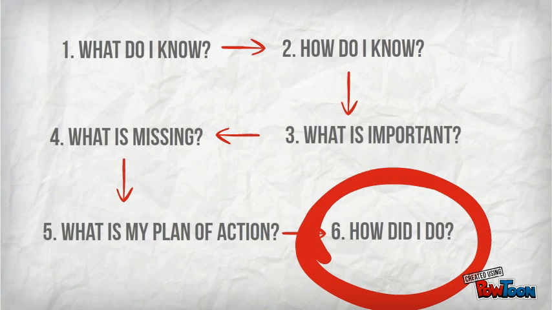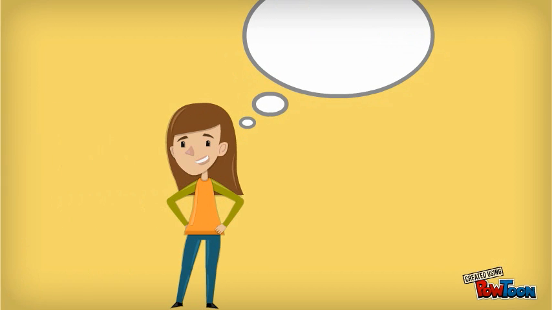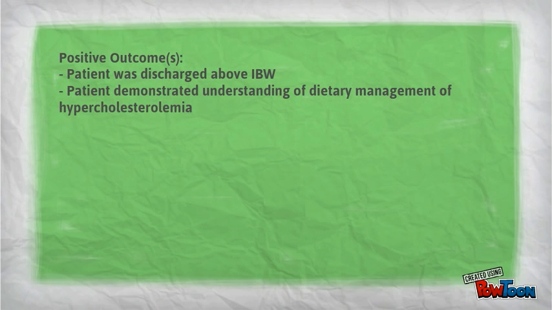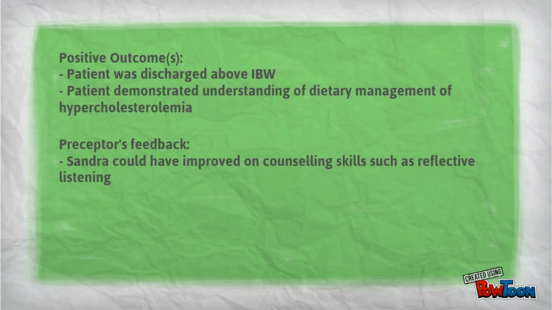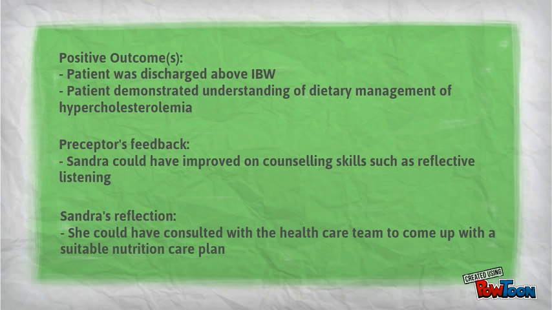Step 6. How did I do? How did I do? How do I think that went? Here's what I did well. Here's what my preceptor said I could improve upon. Here's what I think I could have done differently.